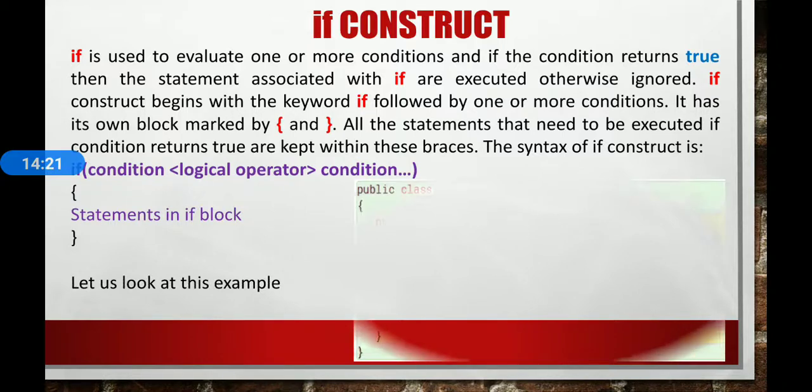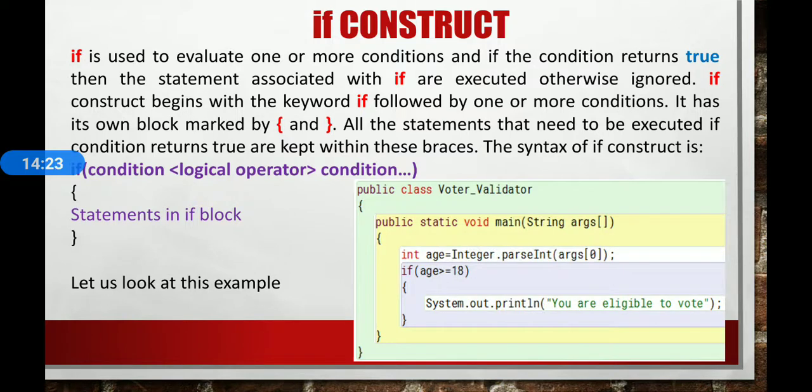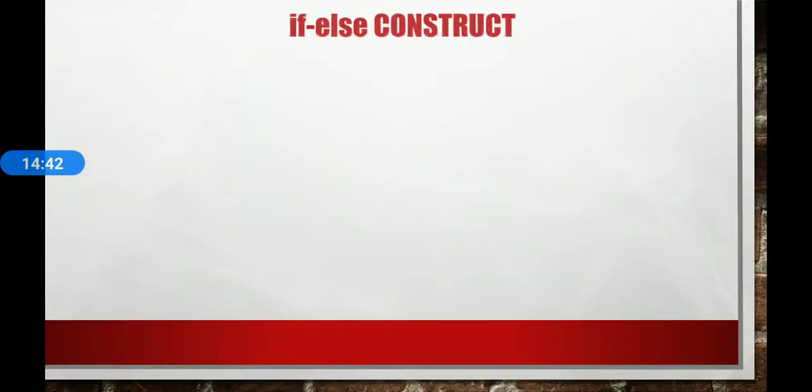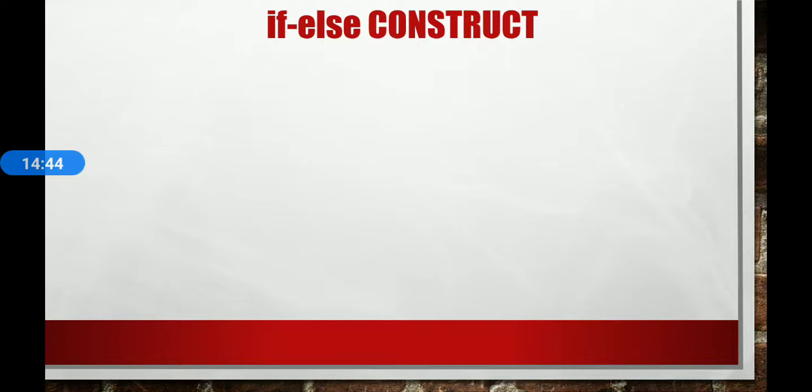Look at this example. Here, the argument passed to the main function is stored in the variable age. The condition is that if age is greater than or equal to 18, then it will display the message "you are eligible to vote". But if age is not 18 or more, then it will not display anything.